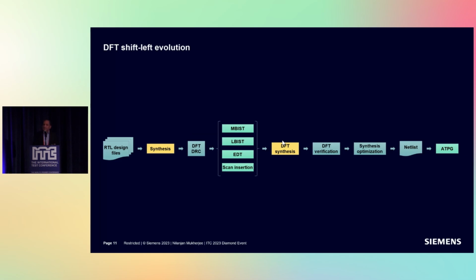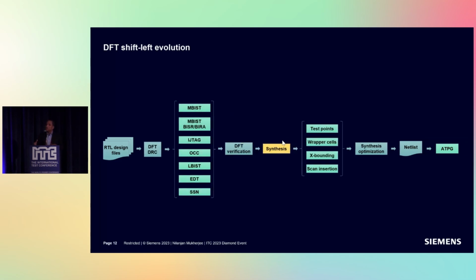But over the last decade, things have changed. Most of the DFT insertions, like memory-based repair IP, IJTAG, OCC, logic-based test, compression, SSN, all these things are now inserted at RTL. So you have the opportunity to implement that, verify those, and see how those are working early in the design cycle. The few things that were still done at the gate level are things like test point insertion, wrapper cell insertion, X-bounding logic, or scan stitching.